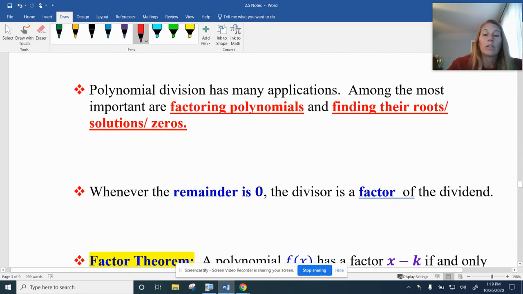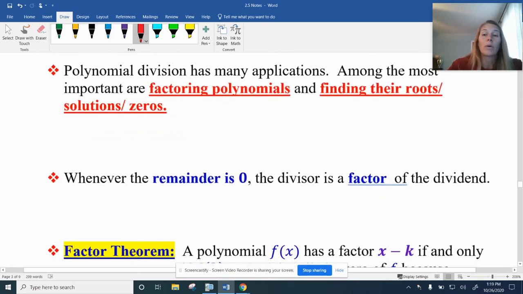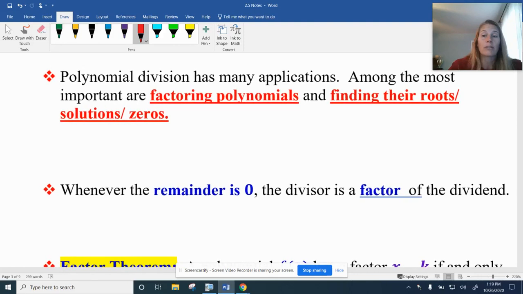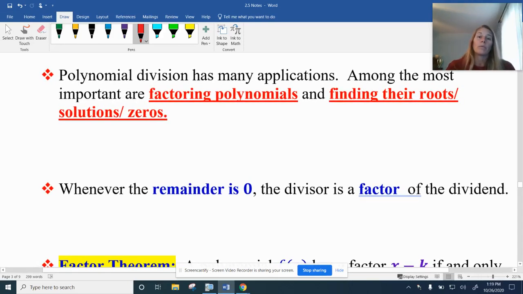So polynomial division has some different applications. If you remember, we were factoring some problems in the last section, and sometimes we got to problems where we couldn't factor anymore, or we wanted to see if there were any x-intercepts or things like that. So when we're factoring polynomials, or trying to find those roots or solutions or zeros, as we were doing in the last section, sometimes this can help us, especially when some of those answers are maybe imaginary or things like that. Or if you just want to check and see if something is a factor or not.